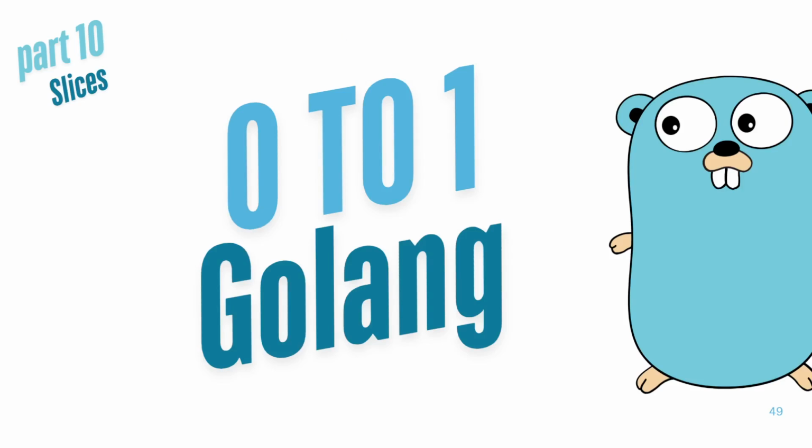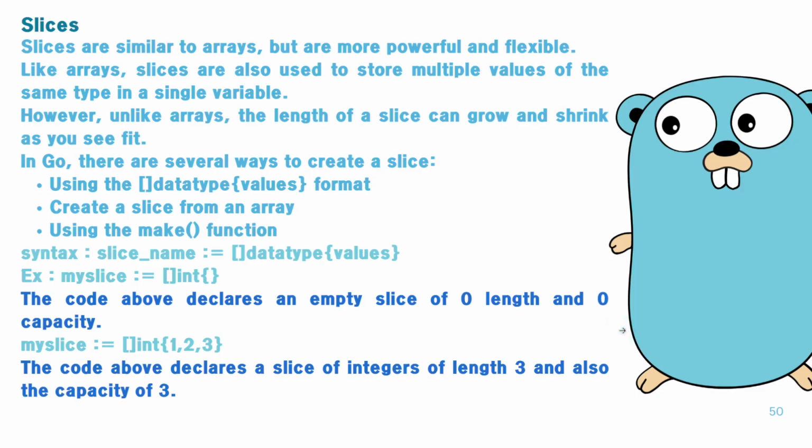In this video, we will explore slices in Go, how they differ from arrays, and how to create and manipulate them. So let's get started. Slices in Go are more powerful and flexible than arrays. Unlike arrays, slices can grow and shrink dynamically. Let's see how we can declare the slices.